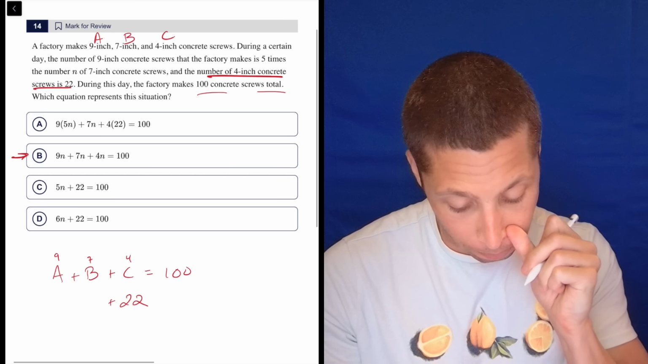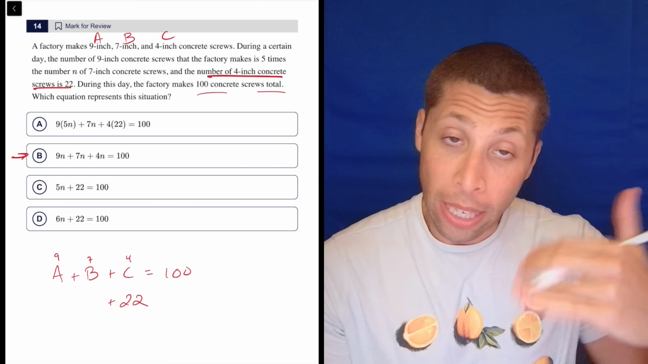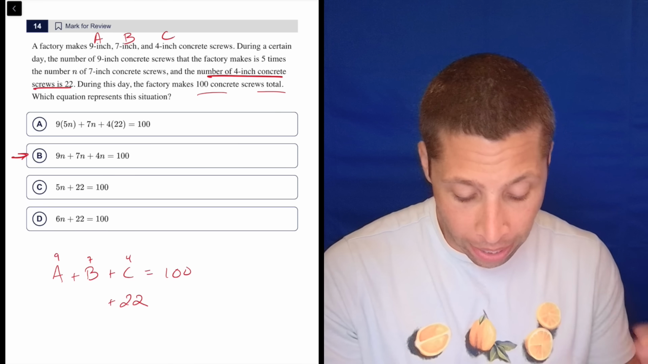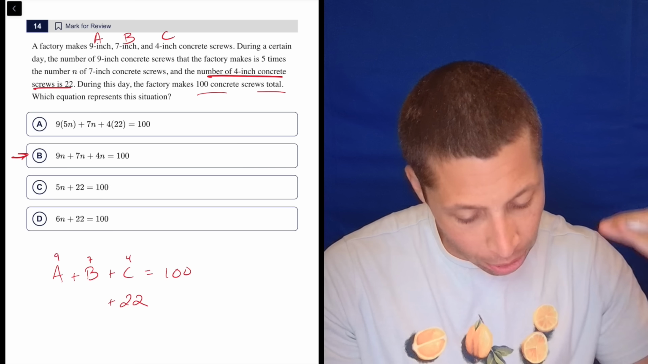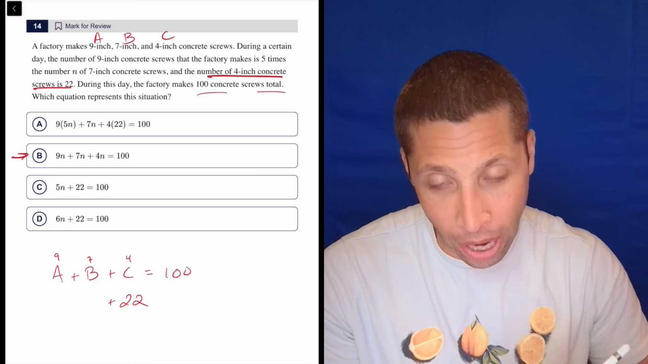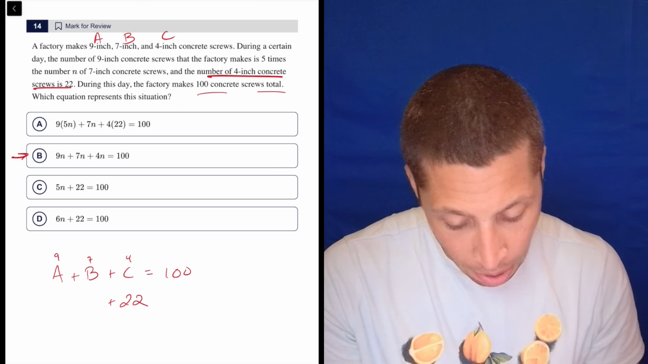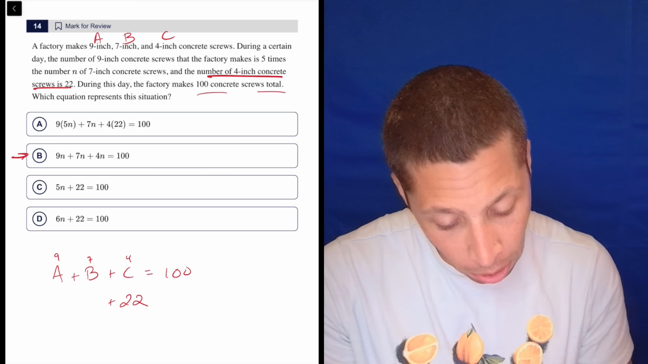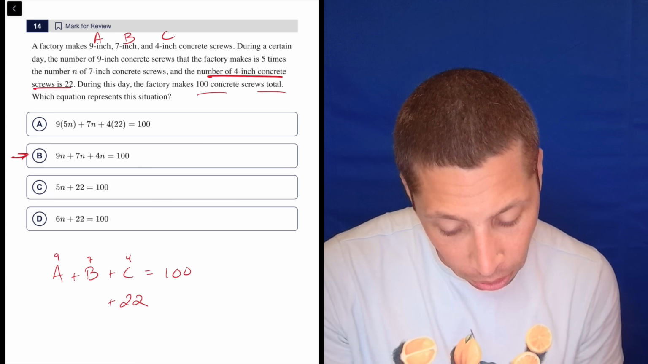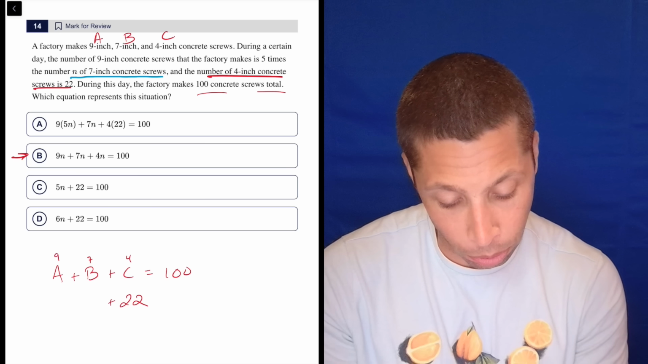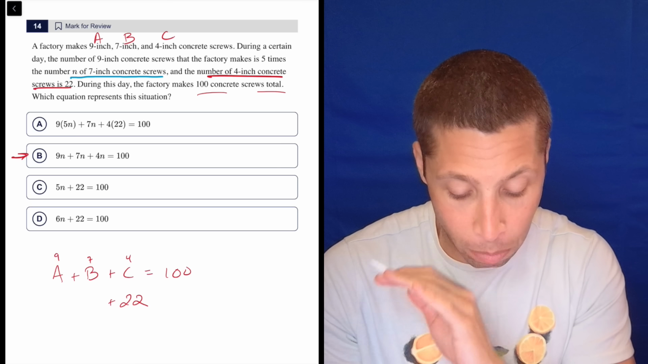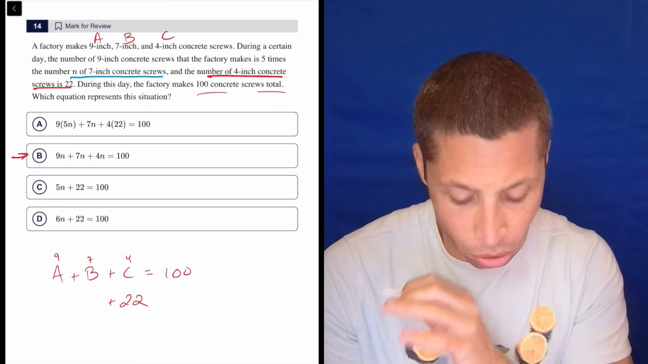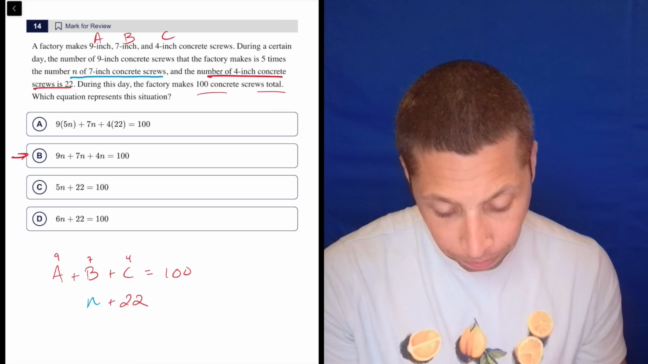So that's that part. Now, the benefit of breaking it down into these 3 parts, A, B, and C, is I know that I need a thing to represent each part. So I'm not going to make a mistake and take a shortcut that I shouldn't take. What they tell me, and this is the hard part, is that there are n 7-inch screws, right? I know that there's more to that particular part of the passage, but the number of 7-inch screws is n, so just plug that in.